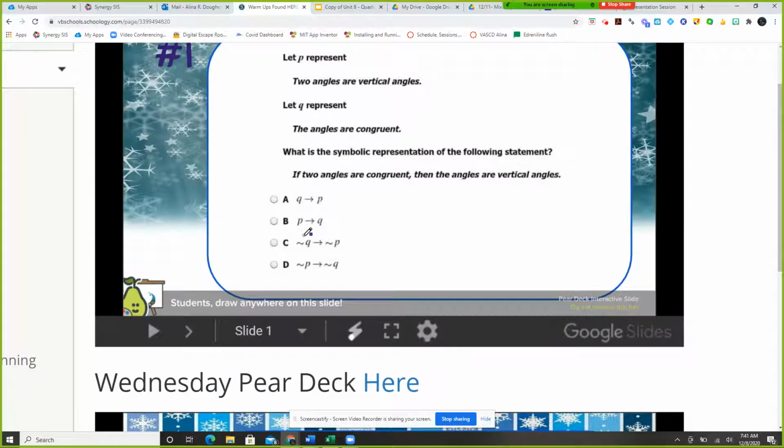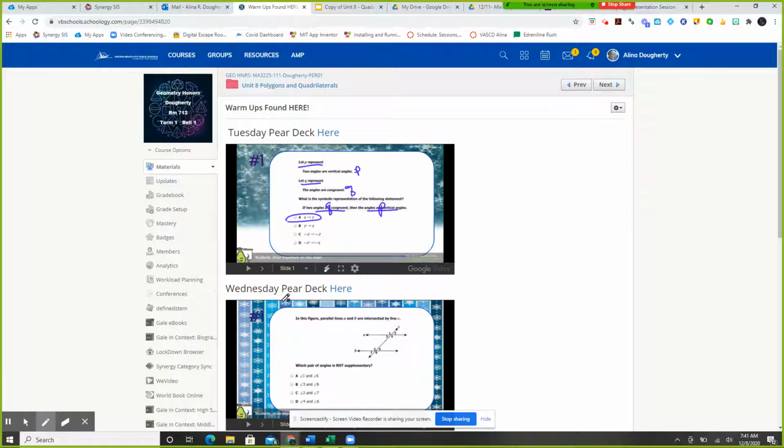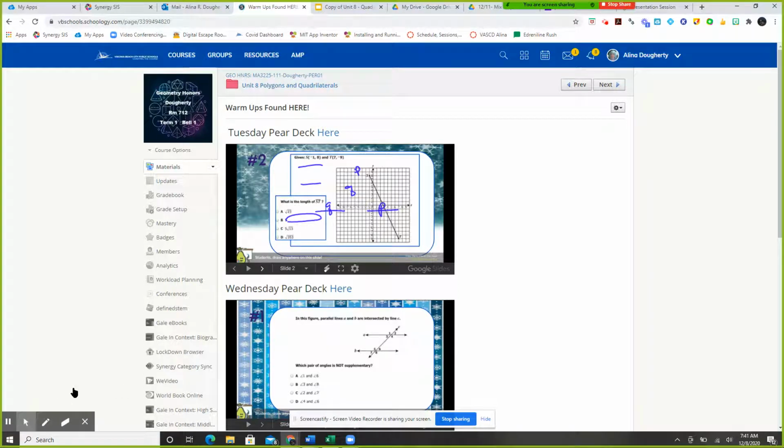So if I've got P and Q, angles are congruent. Angles are congruent is Q, and angles are vertical, that's P. So Q and then P. My eyeballs don't like it very much when there's no curly Q's on the end of those. So sometimes I get those wrong if I'm doing that.